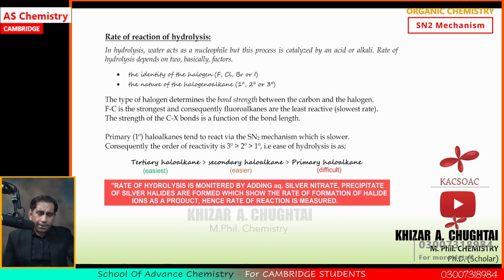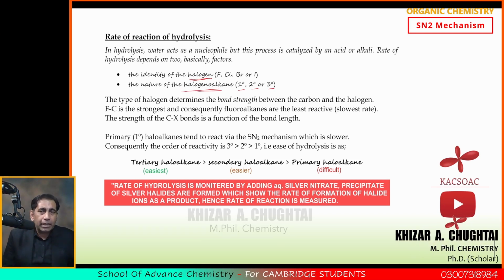That is generally the rate of hydrolysis whenever you are going to do hydrolysis. This is the same reaction, but this time I'm not going to talk about the mechanism. I'm going to tell you another perspective, the general speed of hydrolysis. So hydrolysis depends on two things. Number one, the nature of the halogen, and next, the nature of the haloalkane: secondary, primary, or tertiary.